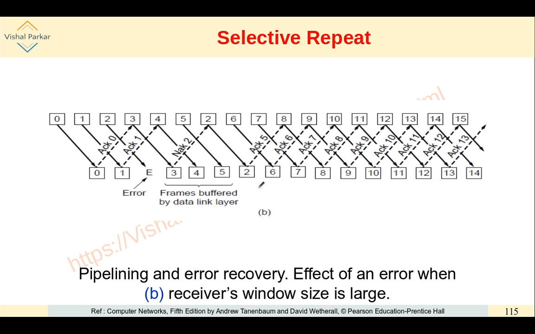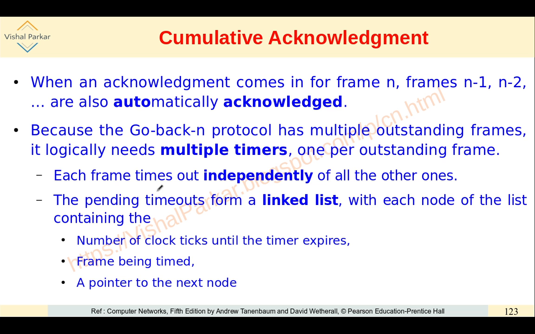Here the effective window size of the receiver is not 1, it is larger, and that's why it could receive multiple frames, whereas the previous frame may have been received in error. Now, as we have just seen, with the cumulative acknowledgement, when an acknowledgement for frame number n comes back to the sender, it assumes that frames n-1, n-2, and all the previous frames have been correctly received, and that means they are automatically acknowledged.